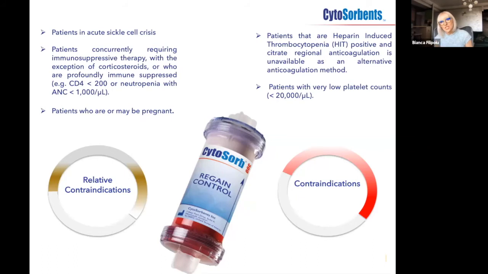But total contraindications for Cytosorb treatment are patients with heparin-induced thrombocytopenia when we cannot start a citrate anticoagulation for those patients. So basically, we can treat patients with heparin-induced thrombocytopenia only if we can anticoagulate those patients using citrate, because Cytosorb can be used only with anticoagulated blood, with heparin or citrate. Nothing else is recommended to be used as anticoagulant. And another contraindication is thrombocytopenia when the platelet level is less than 20,000.